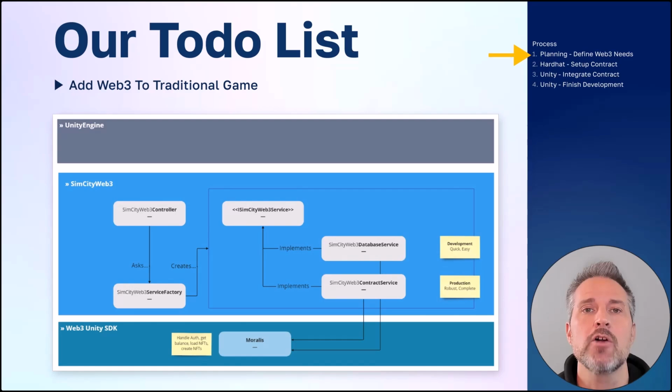To set up this toggle between the two modes, I use what's called a factory. This is a simple snippet of code that just says, if we're in contract mode, do the contract stuff. If we're in database mode, do the database.